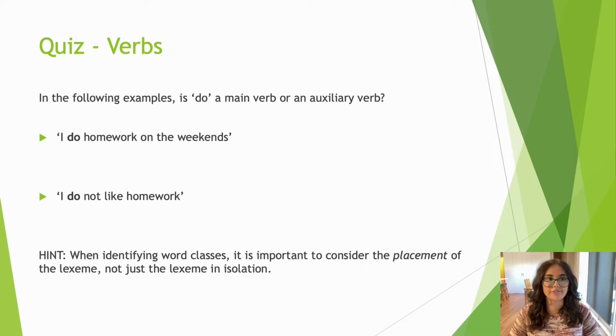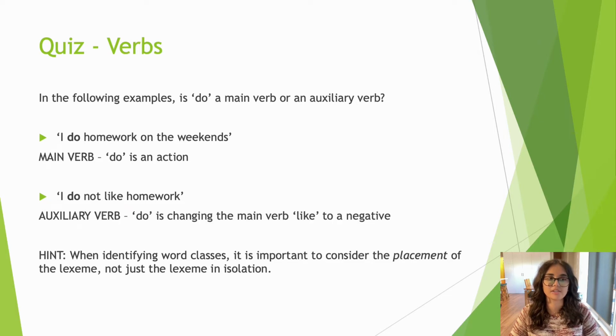So, the first one, now's the time to pause the video and answer the question, and then come back when you're ready. The first example, I do homework on the weekends. Do is an action, therefore it's a main verb. The second one, I do not like homework, the do in this example is an auxiliary verb, because do is changing the main verb like to the negative.